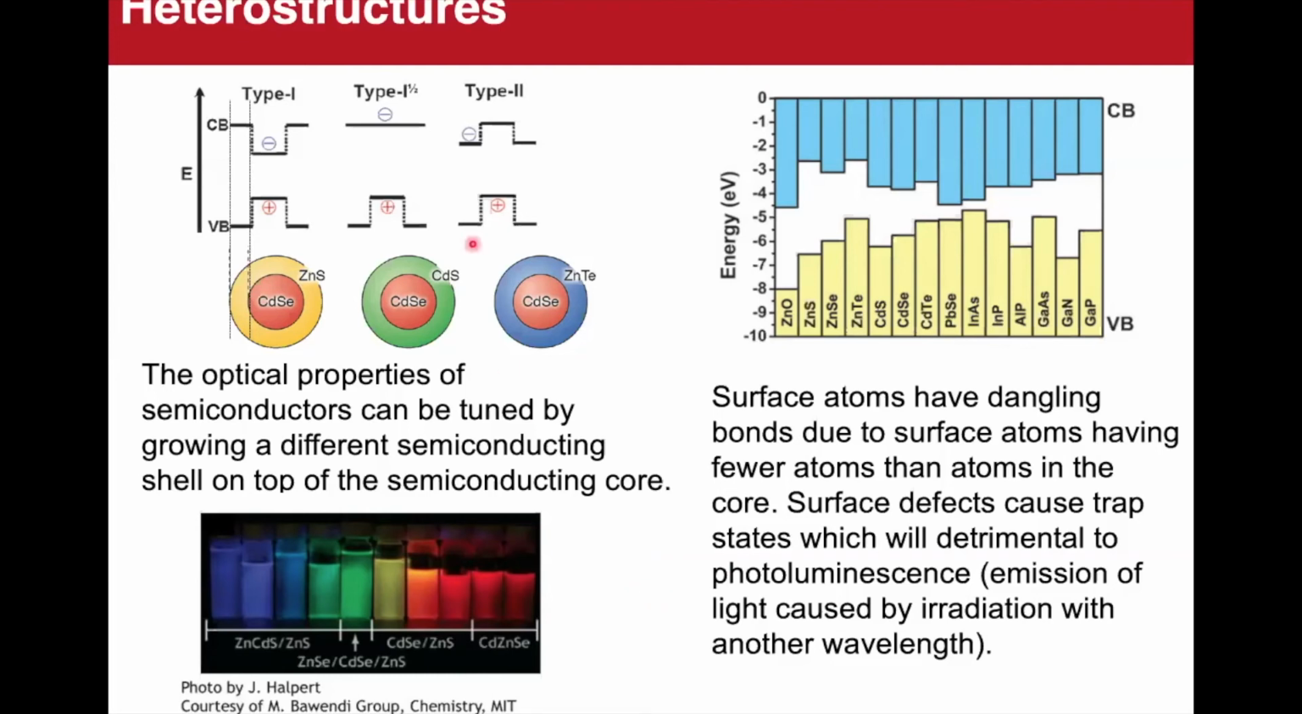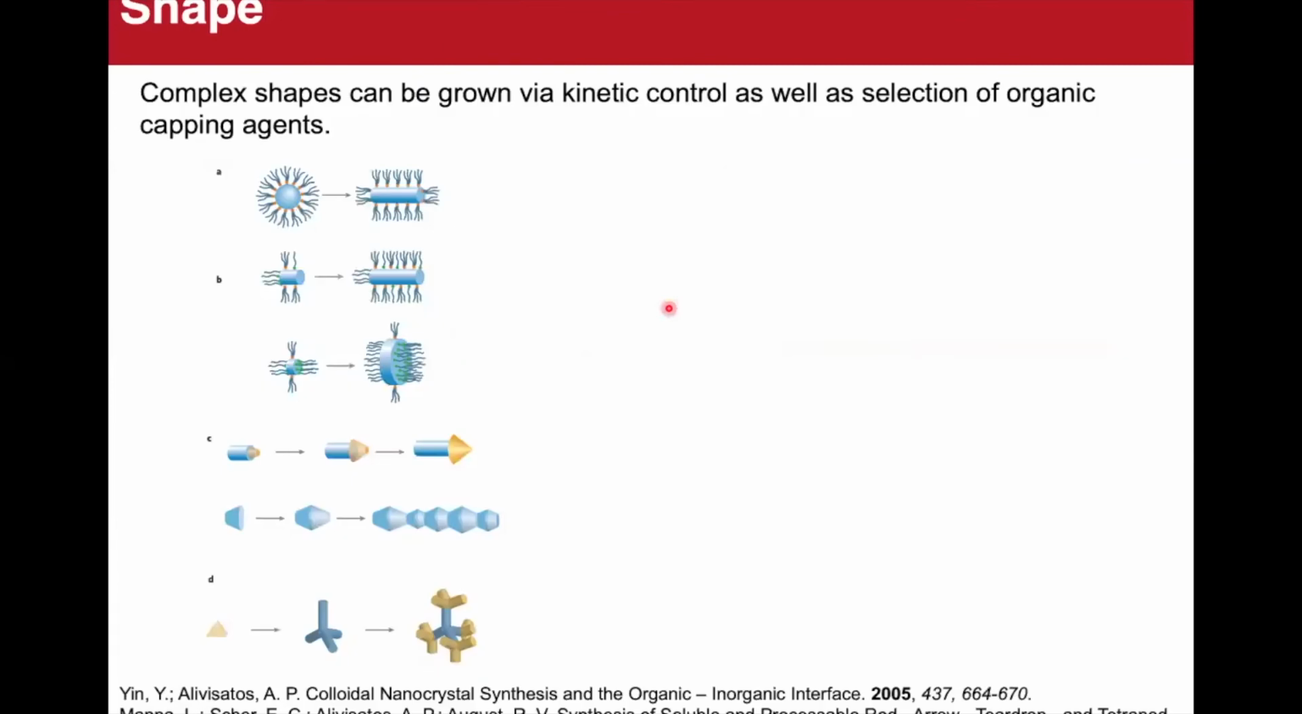So we can do similar syntheses to form the shell of, say, cadmium selenide on cadmium sulfide, or whichever semiconductor we choose on top of the cadmium selenide. We can also make different types of shapes as well. And these complex shapes can be grown via kinetic control, as well as selecting different organic capping agents.